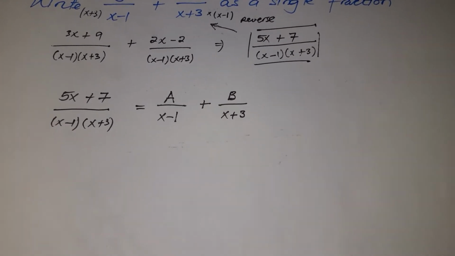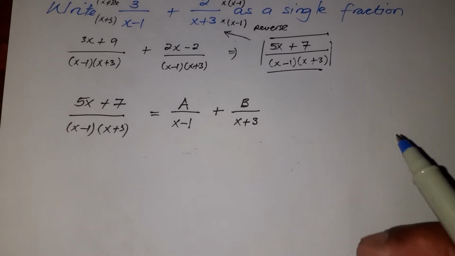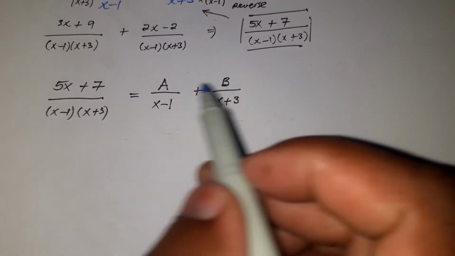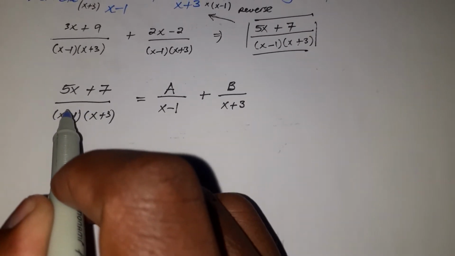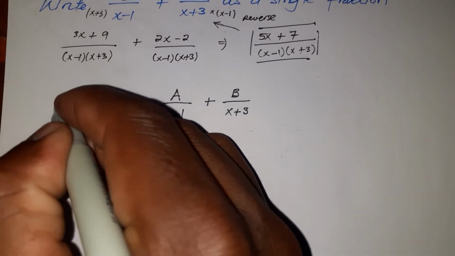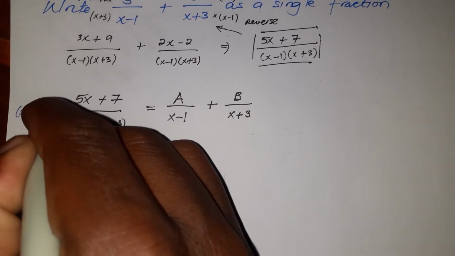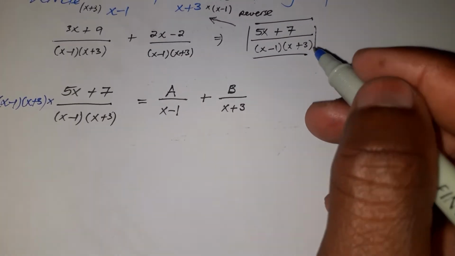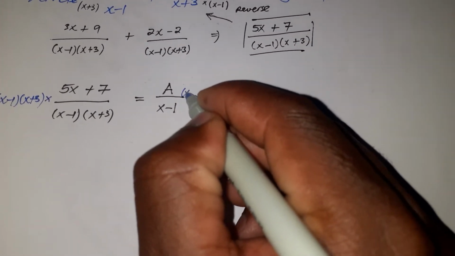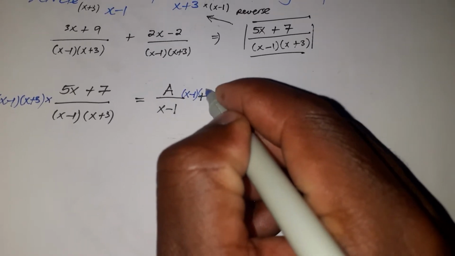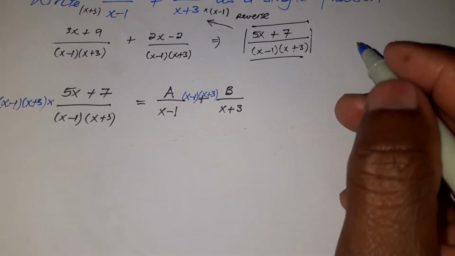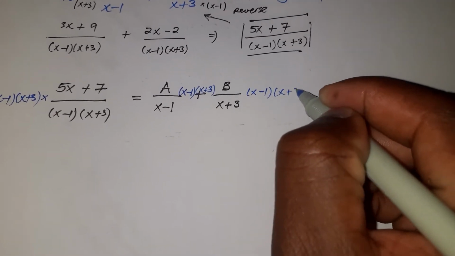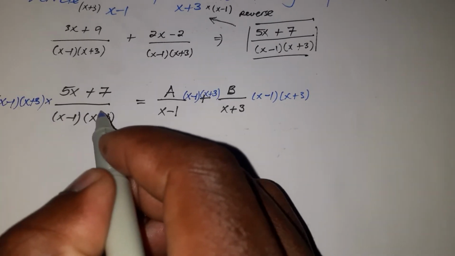Now to move further, once you have written that, the second step is to multiply throughout by this denominator here, meaning this side we should multiply by x minus 1 and x plus 3. This side we multiply by x minus 1 and x plus 3. This side also x minus 1 and x plus 3. We are multiplying by this denominator throughout.